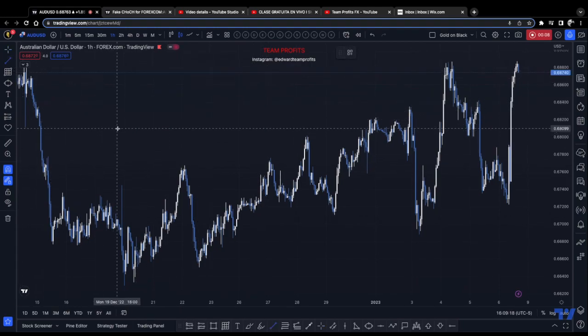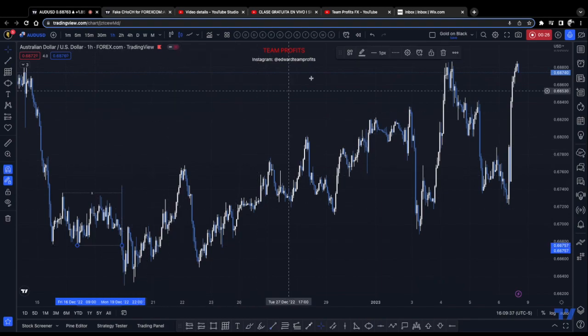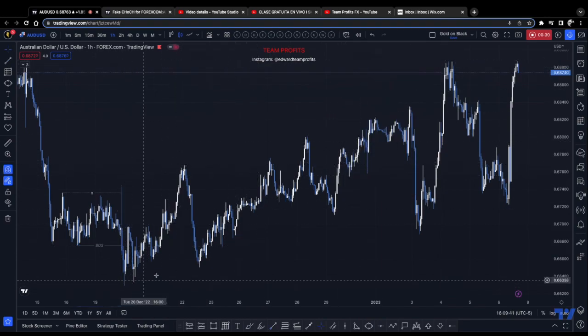So we go ahead and start drawing on the chart. Basically, right here, the market was coming down. You see this inducement right here being taken out before price broke to the downside. Okay, this is our confirmed break of structure.